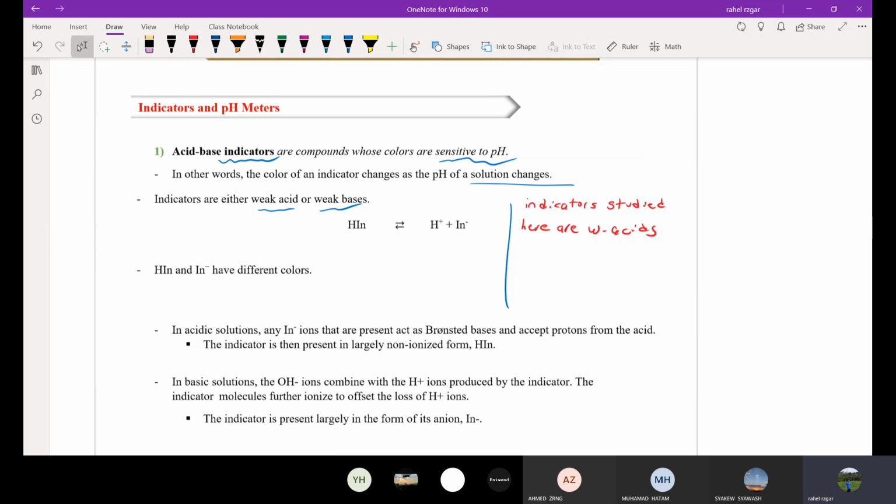So what are indicators? What type of compound do they act as? They act as weak acids or weak bases. And the indicators studied here in this chapter are actually weak acids. It's important to remember that.